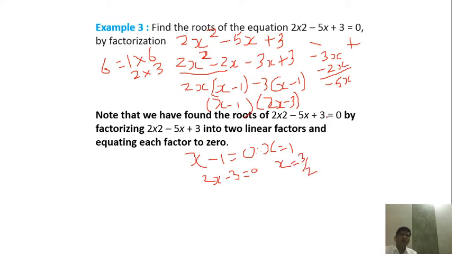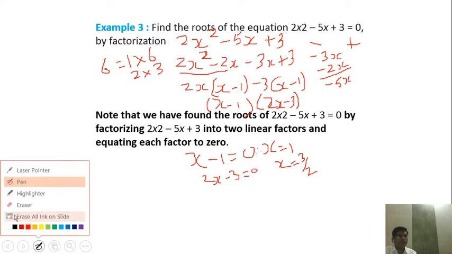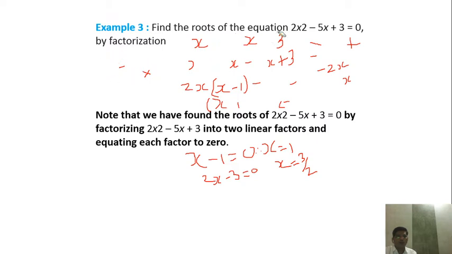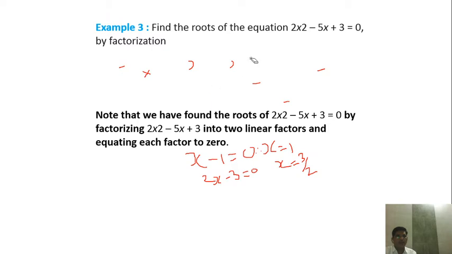So we have two roots. Now what is the meaning of two roots? If I put the value x equal to 1, we get the answer 0. So two roots are there. Which are they? x equal to 1 and x equal to 3 by 2.